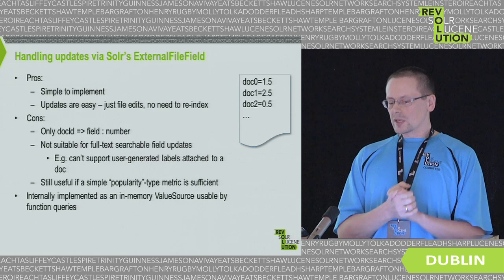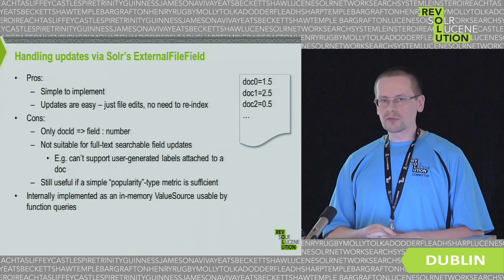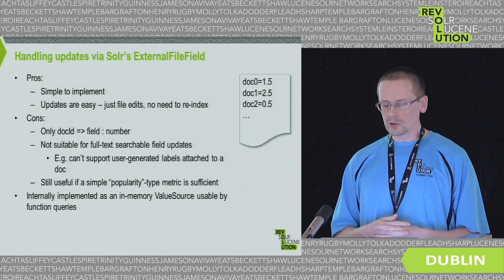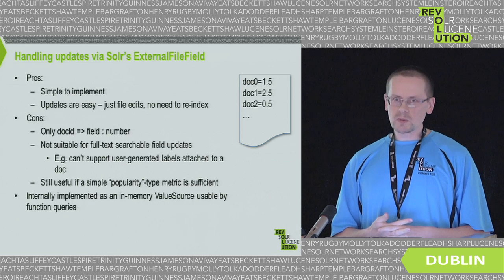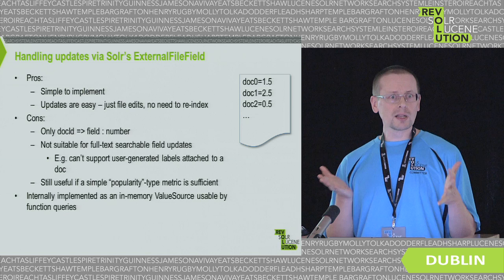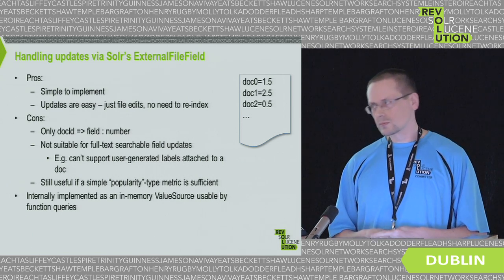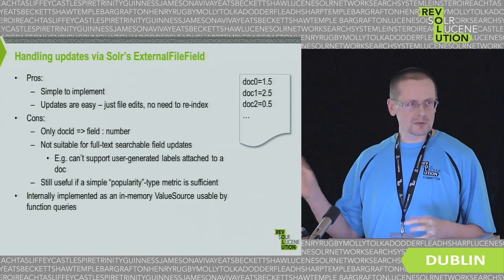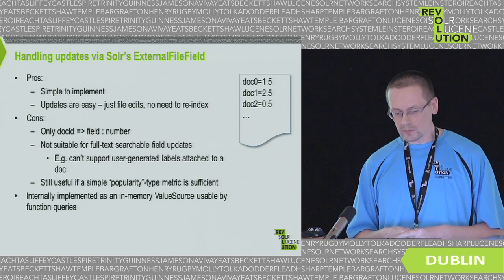You can handle some of these scenarios mostly with numeric updates using Solr's ExternalFileField. This is, again, very simple functionality to use. You basically put a text file that specifies for document ID doc0, this field value will be 1.5, and it's a floating point number. So couldn't be simpler, right? You just edit a text file and just reload, refresh this structure in Solr, and off you go.